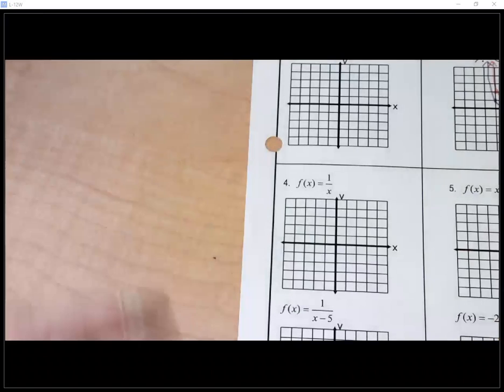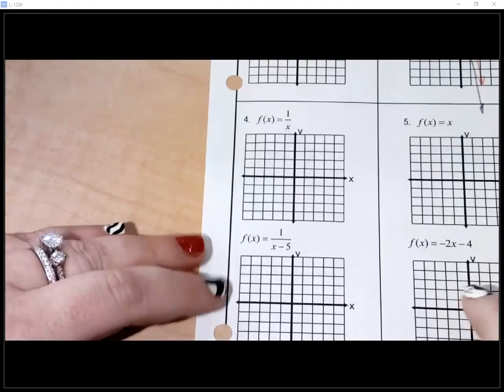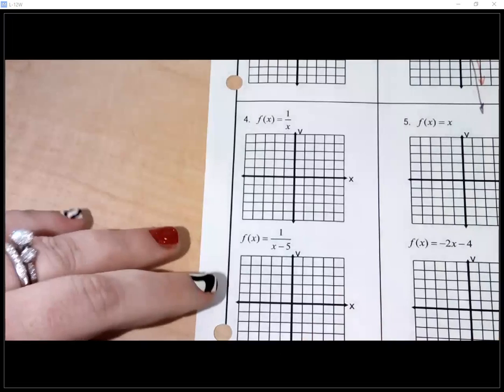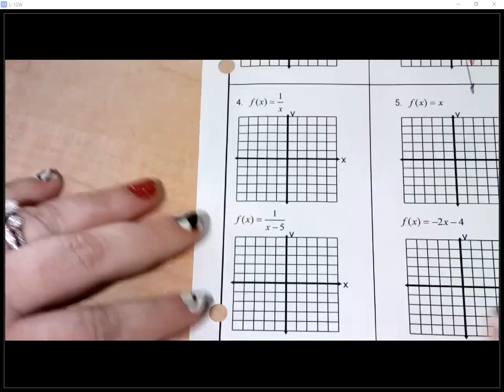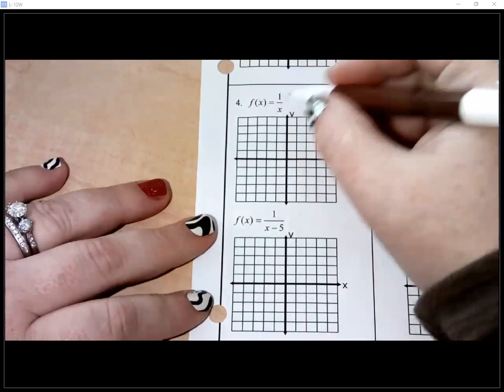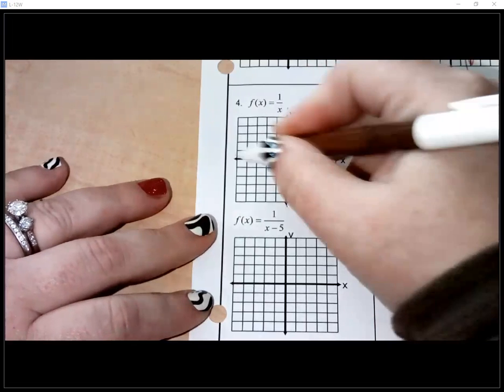As I was quickly flipping through the homework, I saw some of you are not aware of what this parent function looks like, or you confused it with something else. I had some of those. So this is the inverse. Okay, this is the one that has those asymptotes.